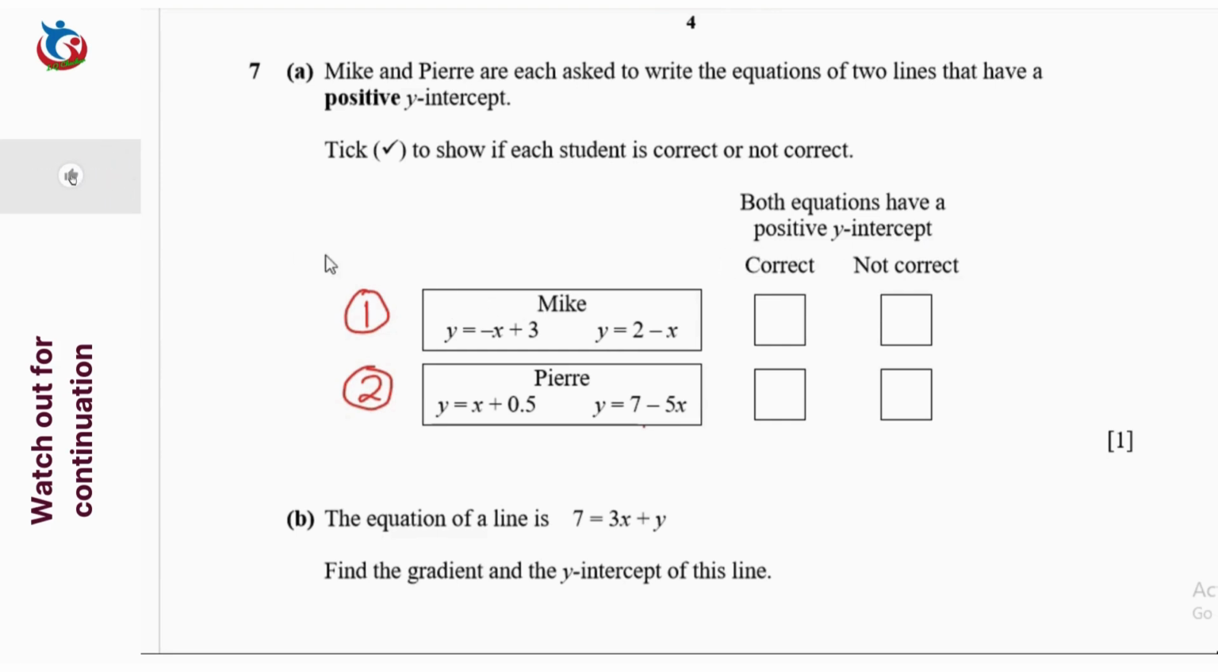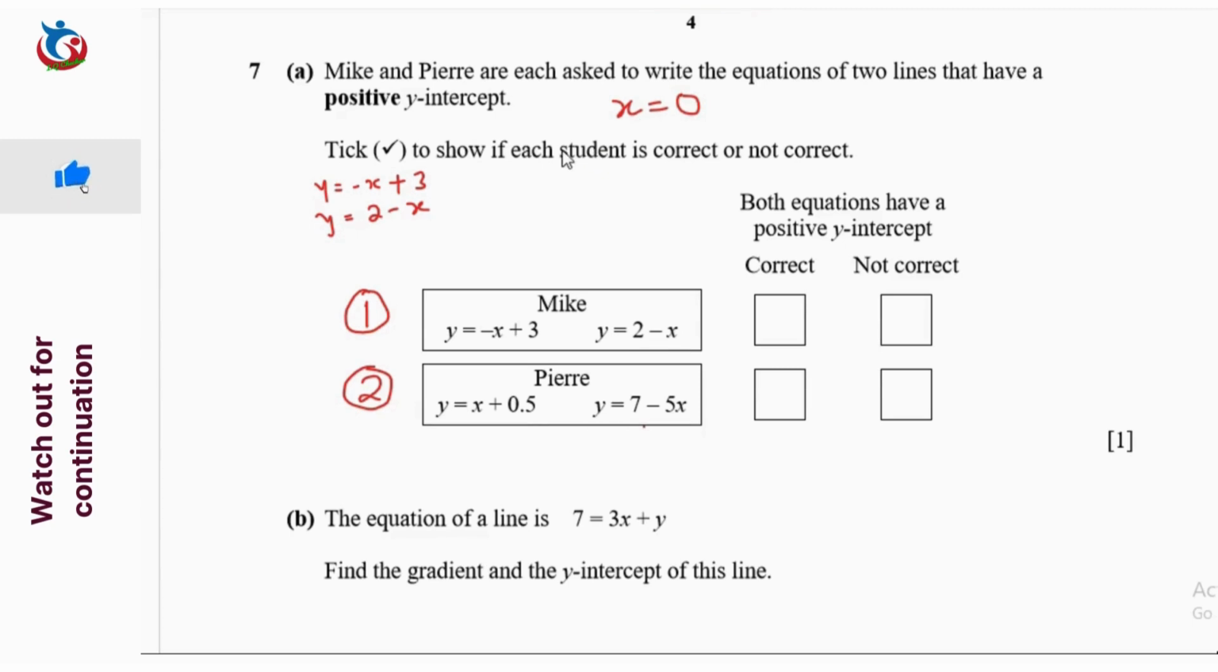So we're going to look at that of Mike first. Mike has these two equations. y is equal to minus x plus 3, and the second equation is y is equal to 2 minus x. Now, how do we get our y-intercept? To calculate the y-intercept, x must be equal to 0.